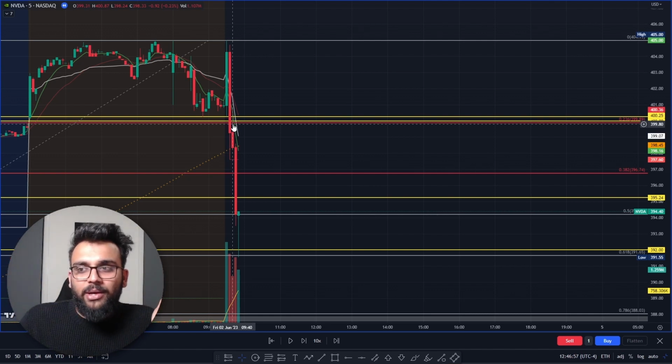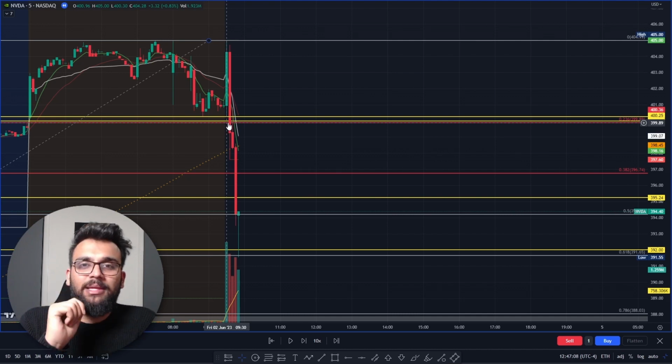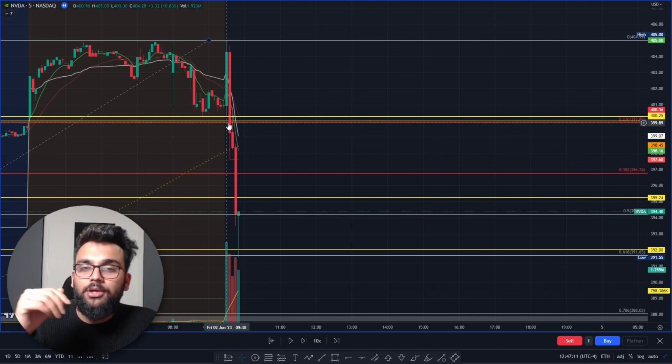I was looking for a bounce on 400, and 400 broke. That means the sellers are really crazy. They broke such a big level. You know what? Sellers are still going to be there. Let me try a shot. You see what I'm saying?